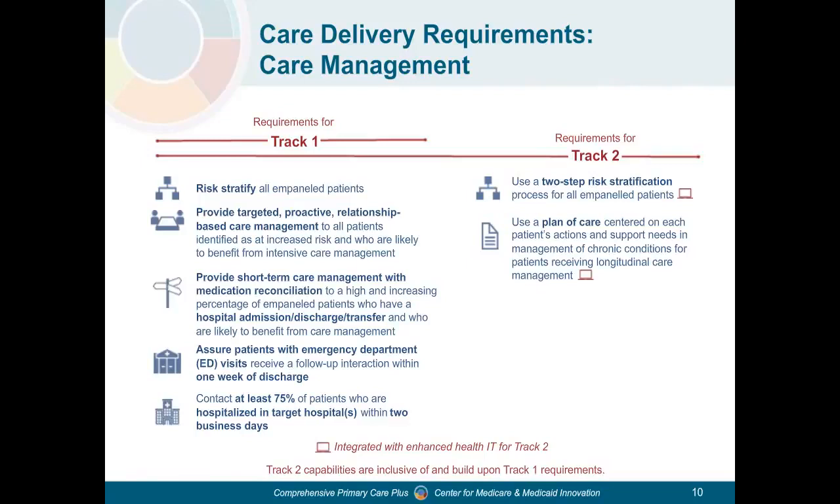So for Function 2 here, all practices must meet risk stratifying all impaneled patients. You will be providing targeted, proactive, relationship-based, or as we call it, longitudinal care management to all patients identified as being at an increased risk based on a defined risk stratification process, which we will be going over, and who are most likely to benefit from this intensive care management.